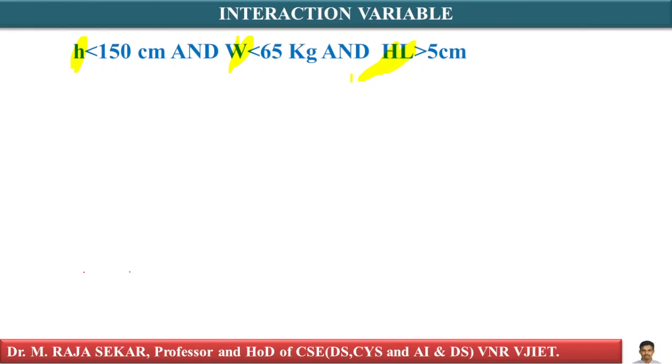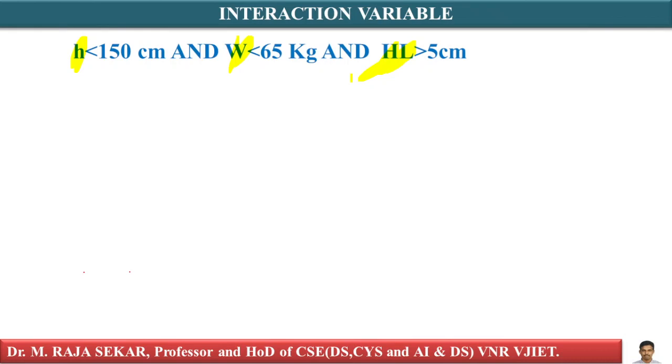Now here you have three features instead of two features. First one is height, second one is weight, and third one is hair length. This is called a three-way interaction feature because you have three variables which are interacting to create a new variable. It's also a logical interaction. The interaction features are very, very useful.